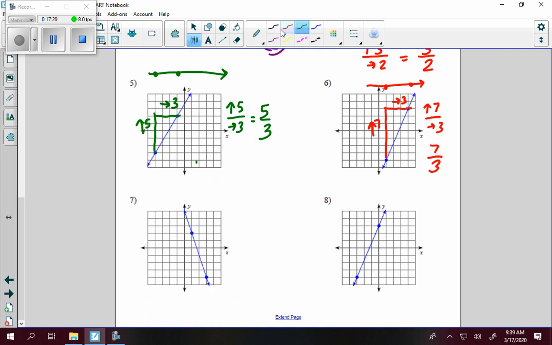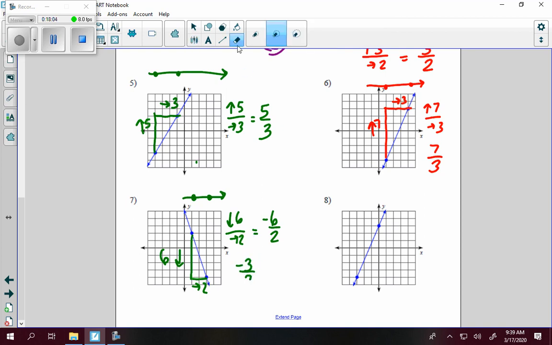Number 7, I'm going to read my graph from left to right. So I'm going to go from here to here, which means I'm going to go down 1, 2, 3, 4, 5, 6, and over 2. So it's going to go down 6 over 2, negative 6 over 2. If I reduce that, it would mean that I go negative 3 over 2.